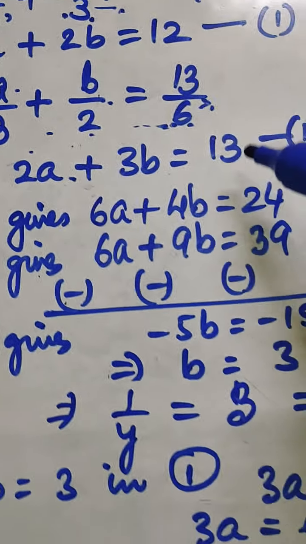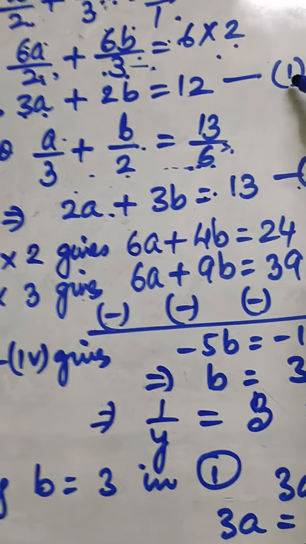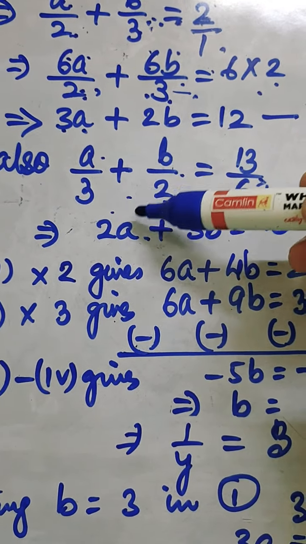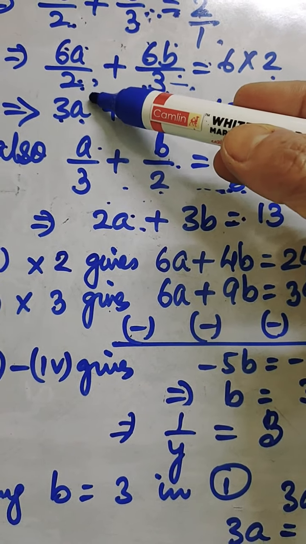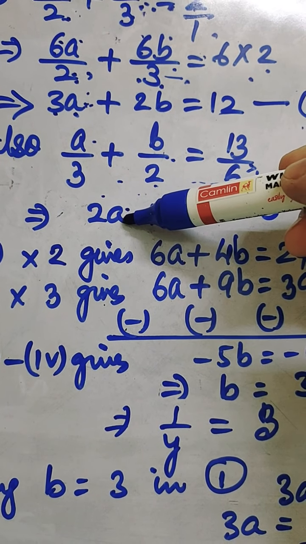Now we are getting equations 1 and 2 as purely linear. So you see now which coefficient you can equate. Here it is 3a and then 2a. So we can multiply this one by 2 and multiply this one by 3.